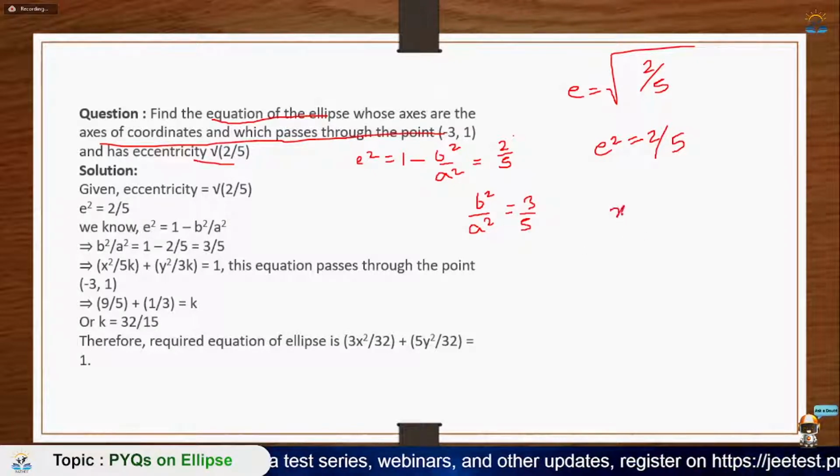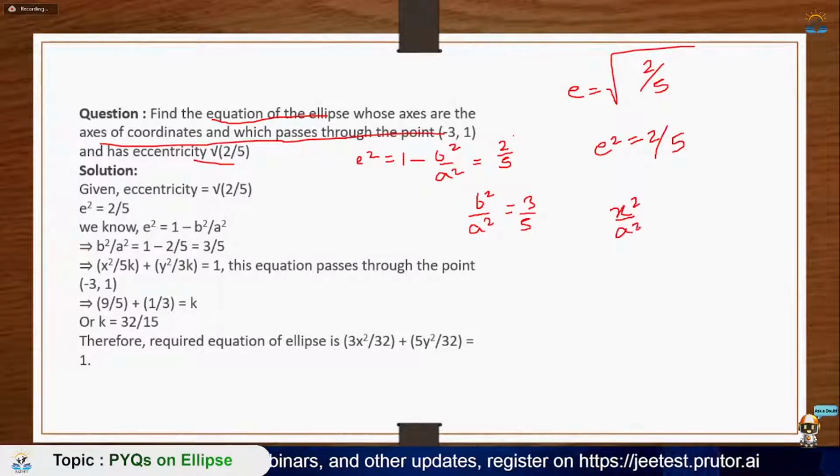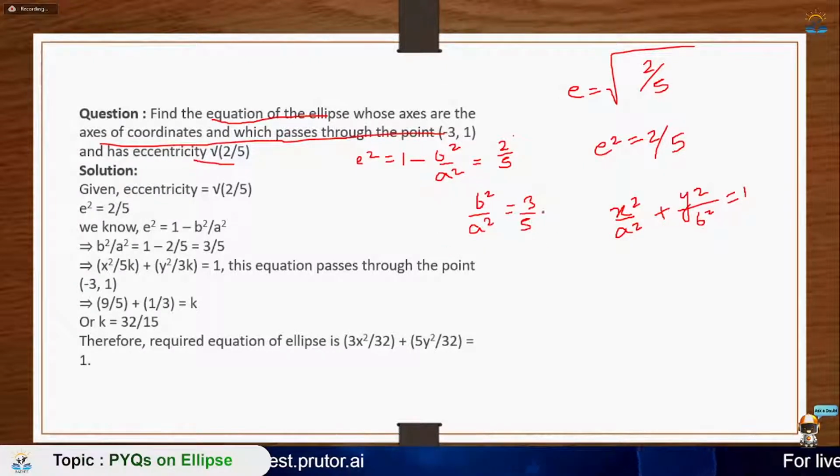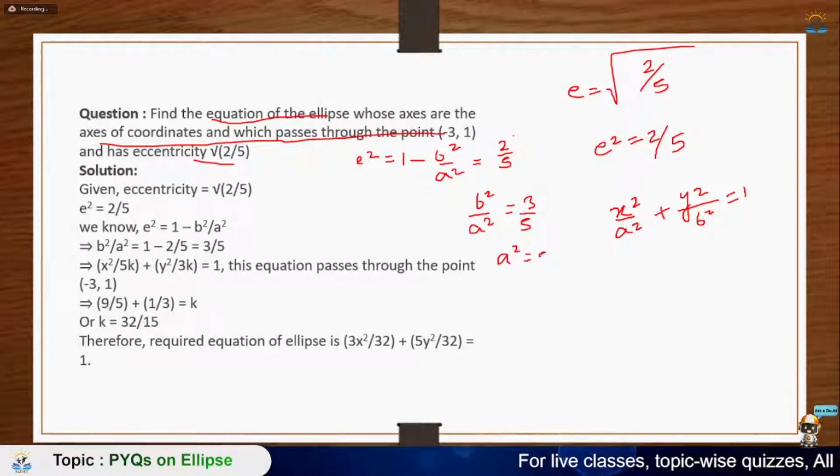Then the general equation of the ellipse is how much? This thing is equal to x square upon a square plus y square upon b square equal to 1. ठीक है, अभी मेरे को पता है कि b square upon a square का जो रेशियो है वो 3/5 है. तो यहाँ से मैं क्या डिड्यूस कर सकता हूँ? अगर मैं a square को लेट करता हूँ 5k, if I let this thing, then my b square would be 3k.